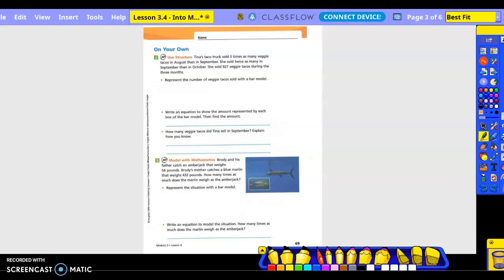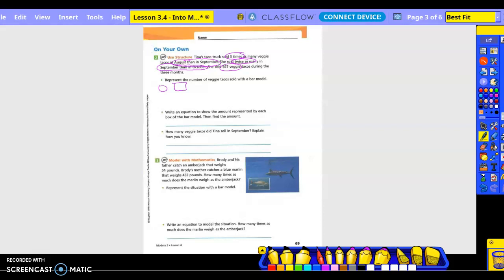On your own, number 2, use structure. Tina's taco truck sold 3 times as many veggie tacos in August than in September. She sold twice as many in September than in October. She sold 927 veggie tacos during the 3 months. So we need to do a bar model. So our total was 927, 3 times as many from August to September, and then twice as many from September than October. So which is our 1 box? October is our 1 box.